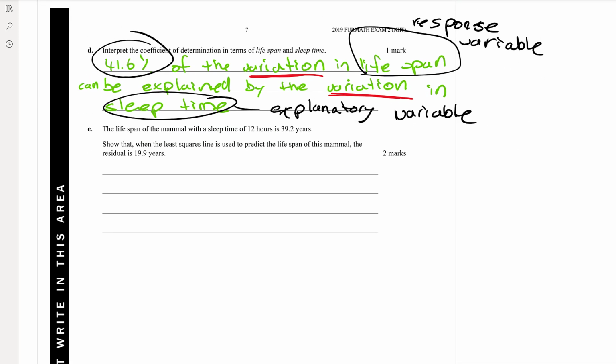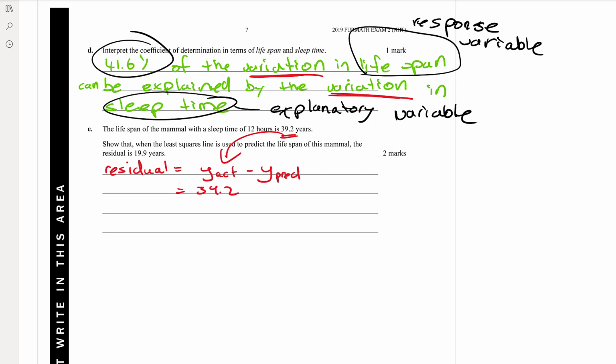Okay. E: the lifespan of the mammal with a sleep time of 12 hours is 39.2 years. Show that when the least squares line is used to predict the lifespan of this mammal, the residual is 19.9 years. So remember how to calculate residual. Residual equals y actual minus y predicted. So y actual we've got, that's 39.2.